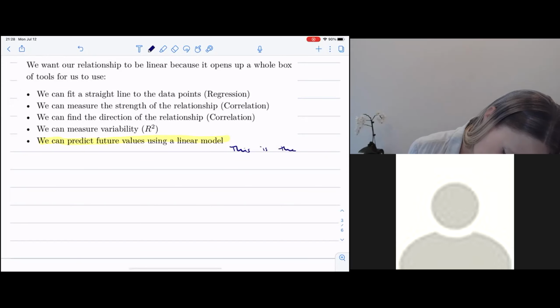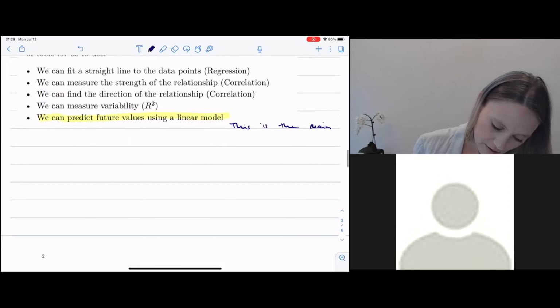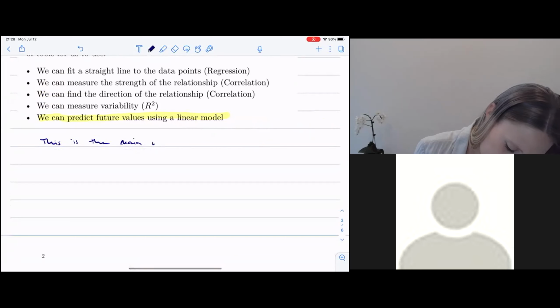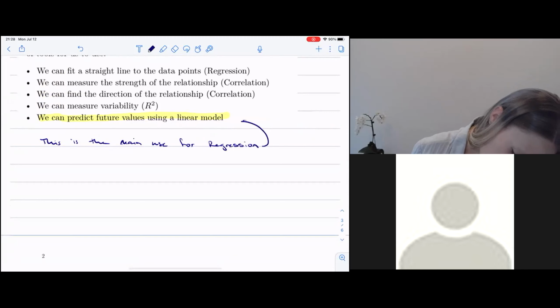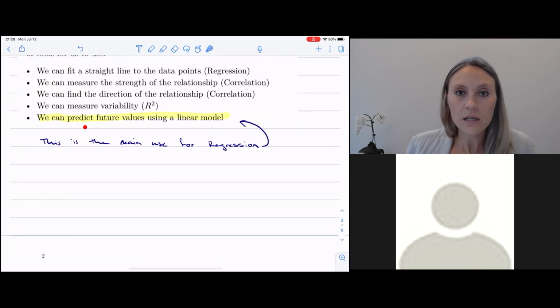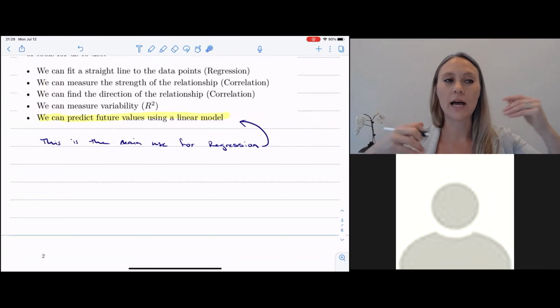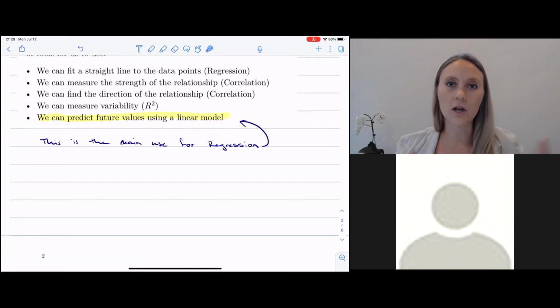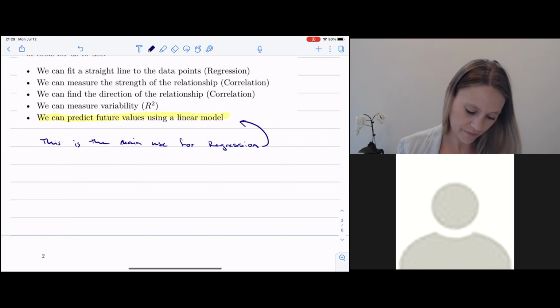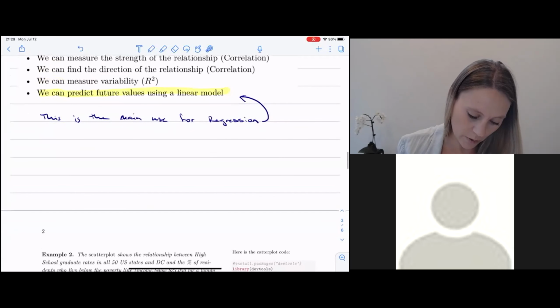The main use for regression is to predict future values. Not necessarily later in time, but along the same lines: what do we predict would happen? Anyways, so that's where we're headed. That's what we want to be doing.